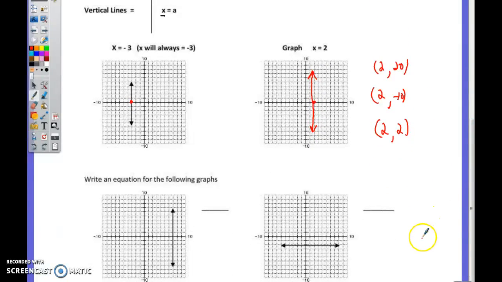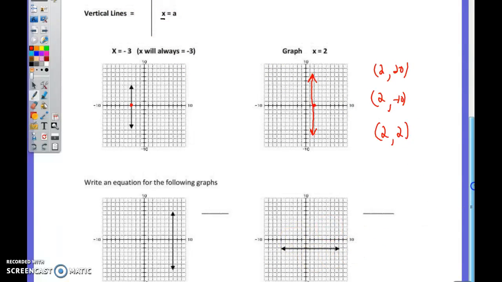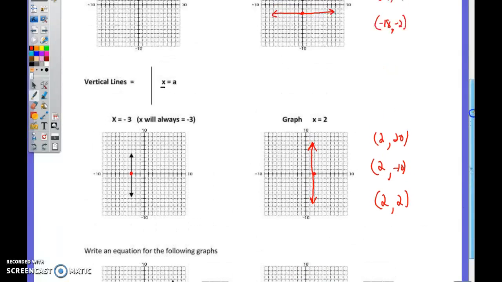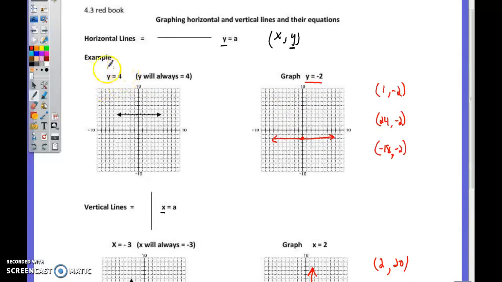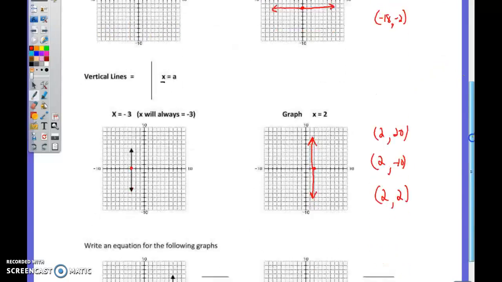Alright, so another part of the assignment would be to actually write the equation of a line. So here are 2 graphs. One we have a vertical line, one we have a horizontal line. And then going back to your notes, you can see vertical lines are always going to be x equals something. Horizontal lines are always going to be y equals something. So it's always going to be y equals a number.